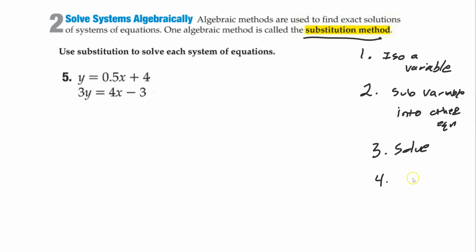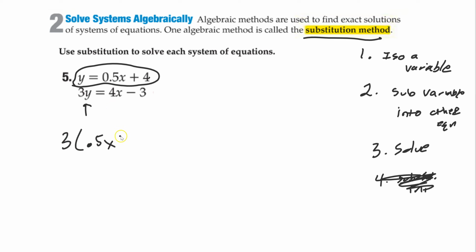And don't forget, once you solve, to go back and sub the solution into the original. Just plug it back in and get your answer. Anyway, here, look at this, we got lucky. Y is by itself already. So what we're going to do is plug that in for the y right there. So instead of the y, we're going to plug all this in. So we're going to have 3.5x plus 4 equals 4x minus 3.